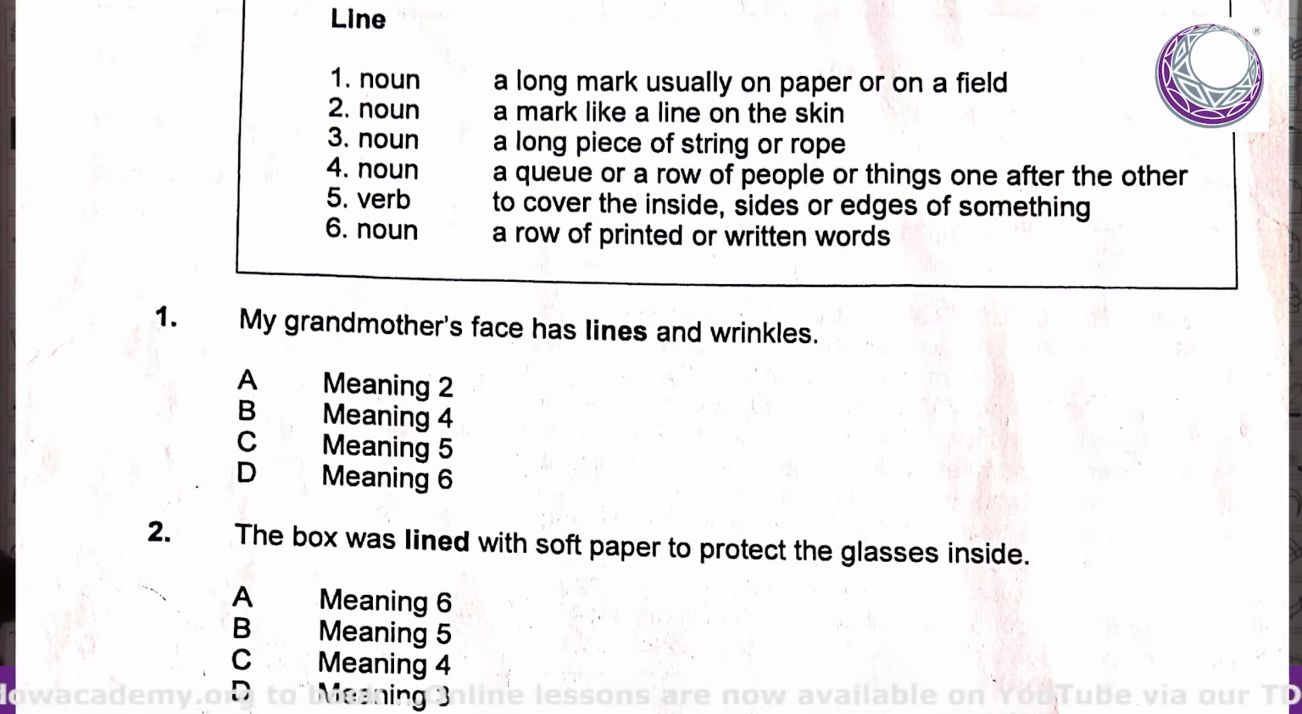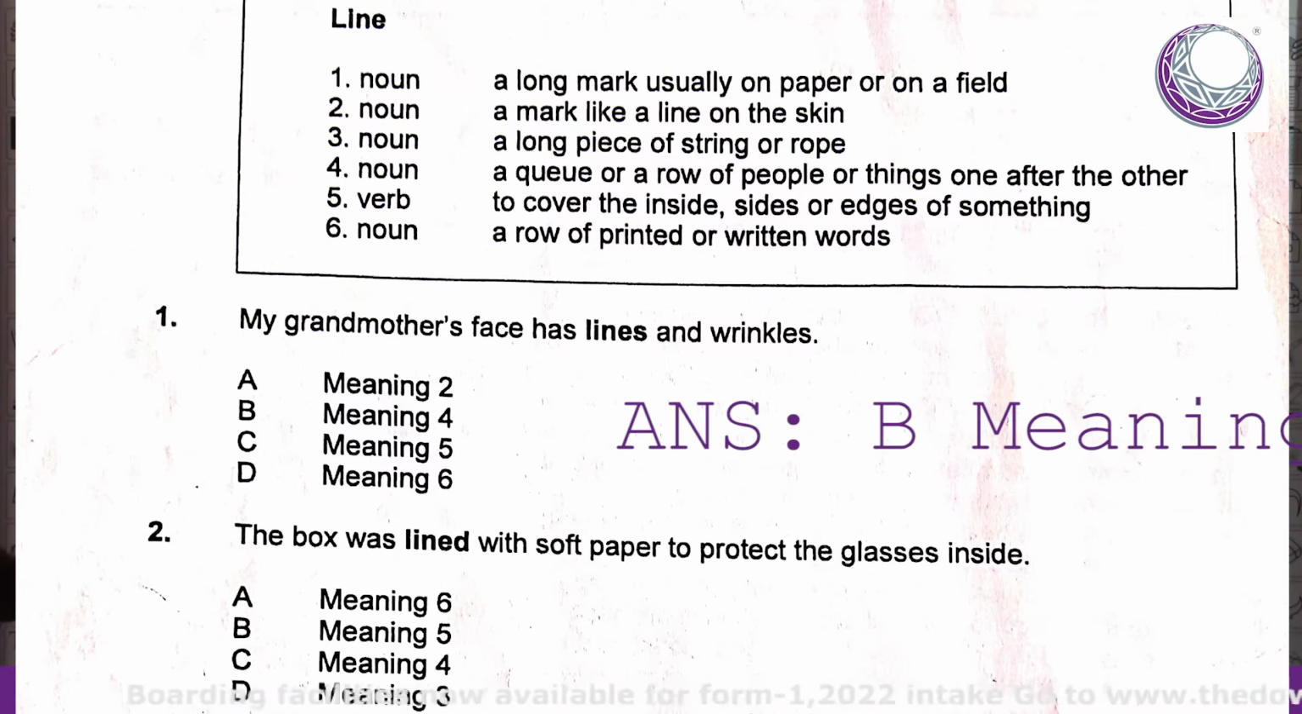Let's look at number 4. A queue or a row of people or things one after the other. It doesn't make sense at all. So this one, we skip it. We come to this one here. Number 5, the line as a verb used to cover the inside or sides or edges of something. So our answer there will be meaning 5. And then we can quickly go to 3.